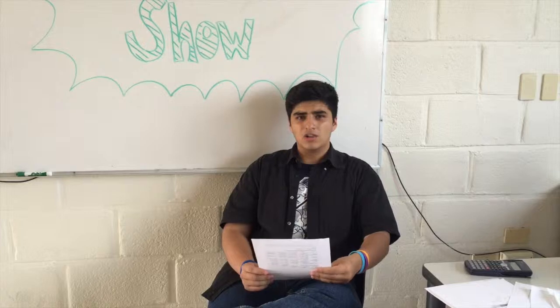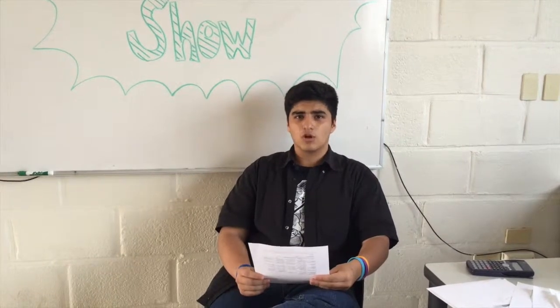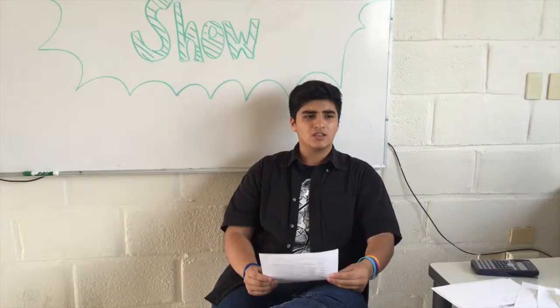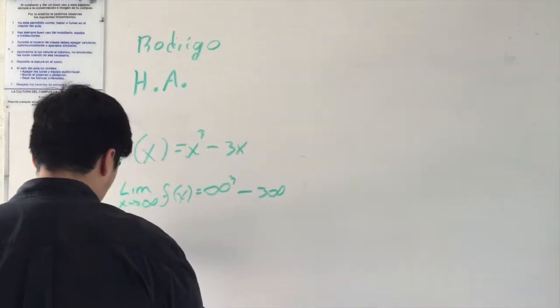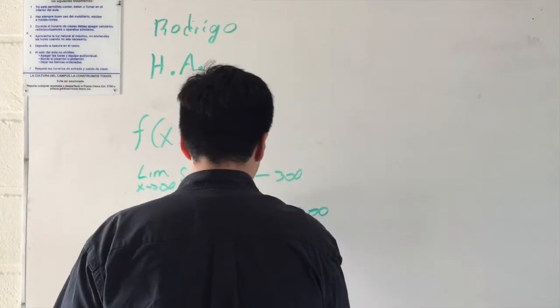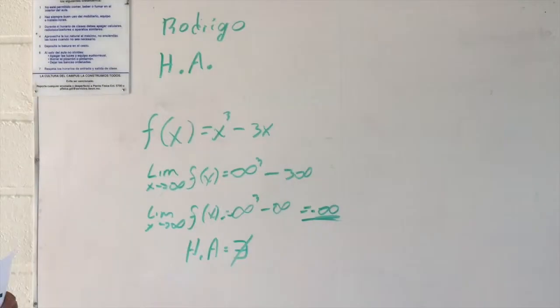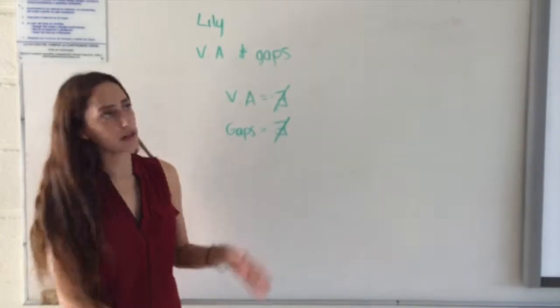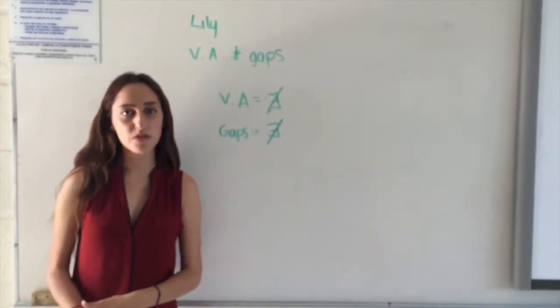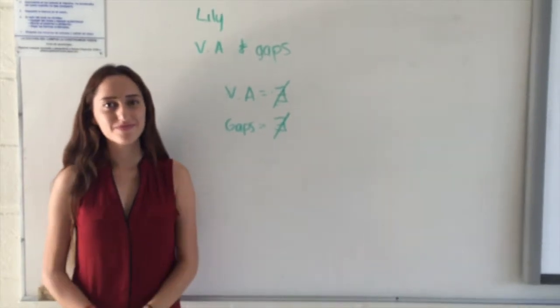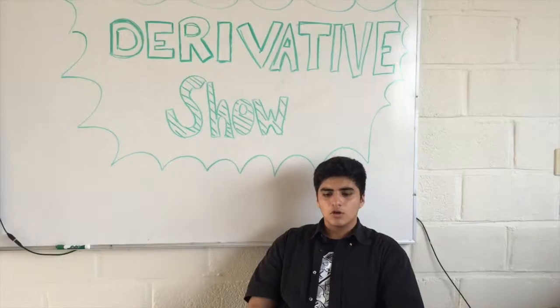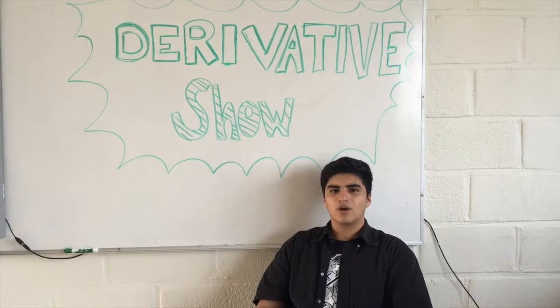Correct, Rodrigo. Now, Lily, you have to get the vertical asymptote or gaps, and Rodrigo, you have to get the horizontal asymptote. We cannot have any vertical asymptotes, or gaps, because a polynomial function cannot have this. Good job! Now, another fast round.